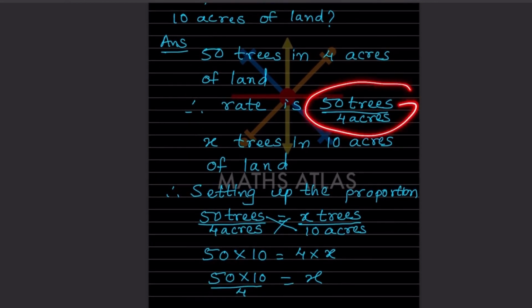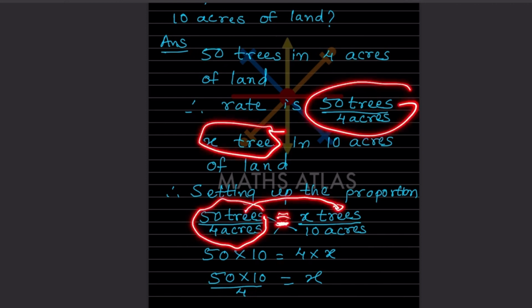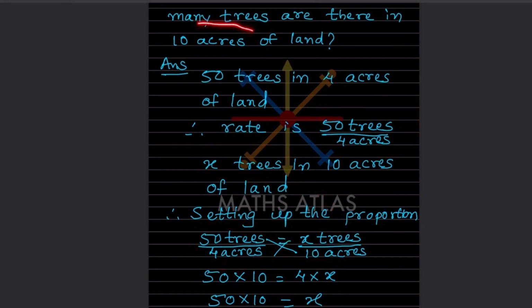This is 50 trees, and this is trees and acres over here. Here you are going to put an equal to sign, whenever it is a proportion. See, here this is trees, so here also should be trees, and what we have is x trees. And acres is here, so this also should be acres. And how many acres is that? That is 10 acres. So I hope this equation is clear to you.